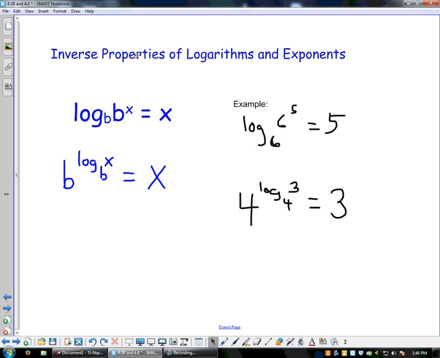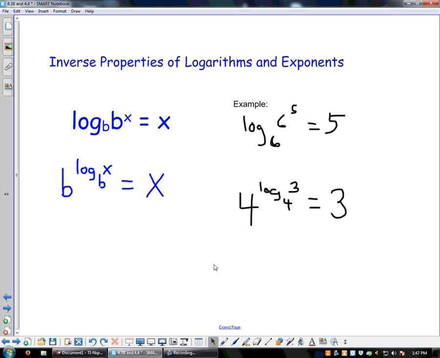Okay, so that leads us to inverse properties of logarithms and exponents. Log to the base b of b raised to the x is just going to be equal to x. Here's an example. Log to the base 6 of 6 to the 5th is just going to be 5.